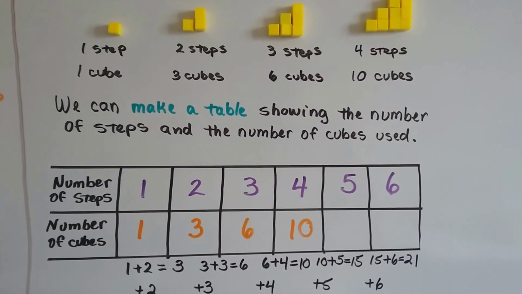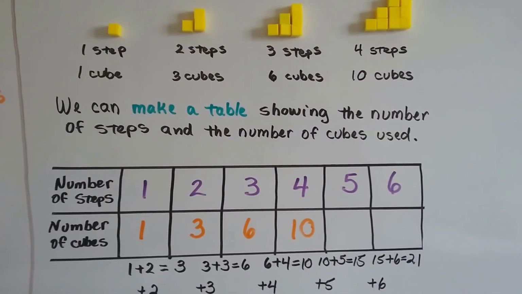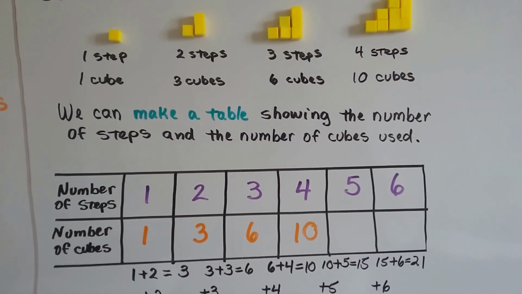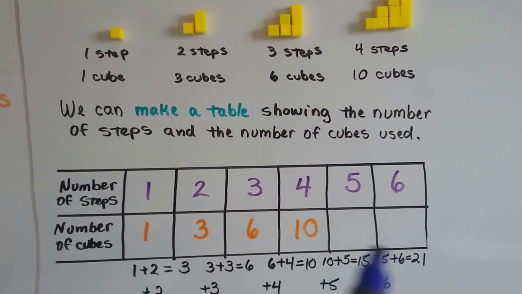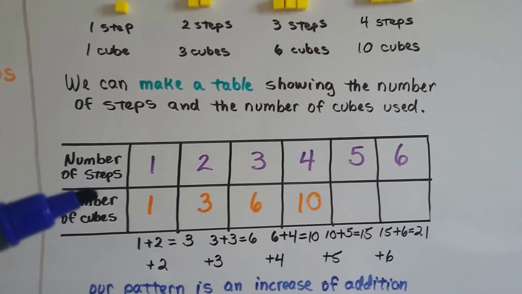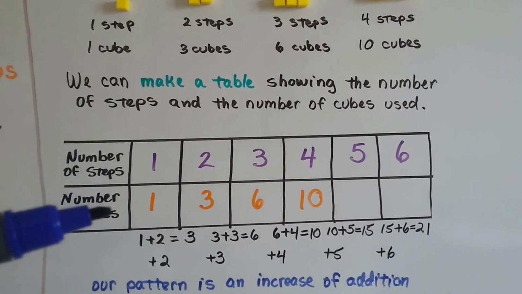There's 1 step, there's 1 cube. 2 steps, there's 3. 3 steps, there's 6. 4 steps, there's 10. Would we be able to figure out what 5 and 6 are for the steps? Well, yeah, because there's a pattern going on here. Our pattern is increasing by addition.